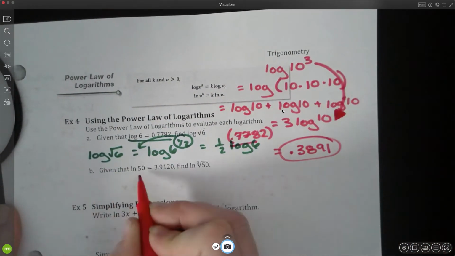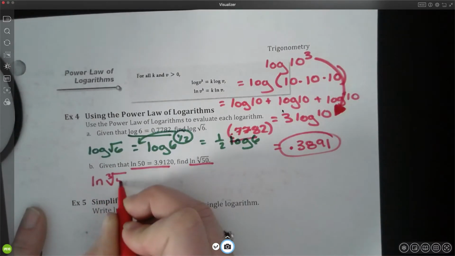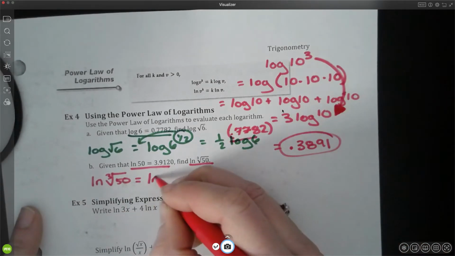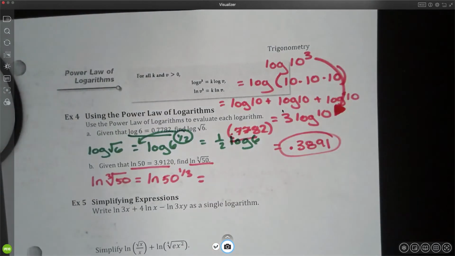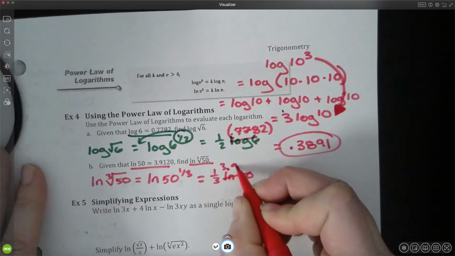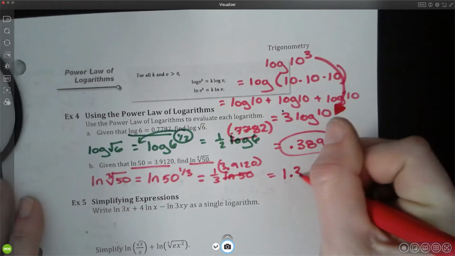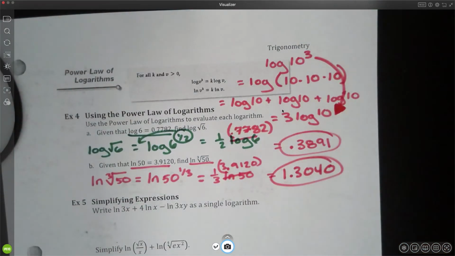Same thing here. We have ln of 50, and we want to know ln of the cubic root of 50. How are you going to rewrite it? ln 50 to the 1/3 power. Some of these you can do in your head. Move it down in front. It already gives you ln 50, so it's 3.9120. Take that times 1/3. That's 1.3040. I don't need the 0 at the end, but I kept it to 4 decimal places. Good, easy.